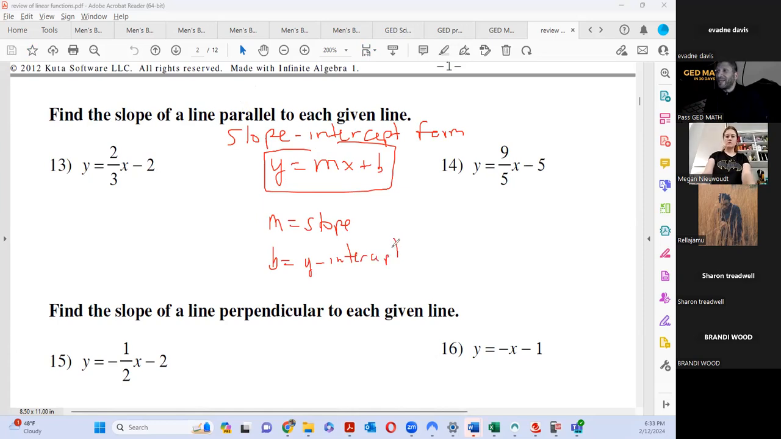So right now, you might not even know what slope is. You might not even know what y-intercept means. But what you do know is the variable m stands for slope. The variable b, when we're talking about linear equations in slope-intercept form, stands for y-intercept. So all we have to do to find the slope and the y-intercept is very, very easy. And let me show you.